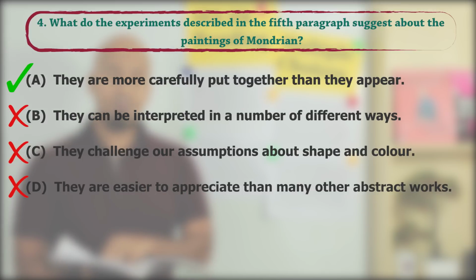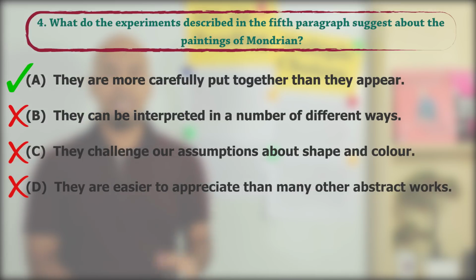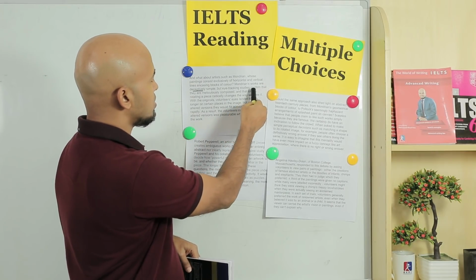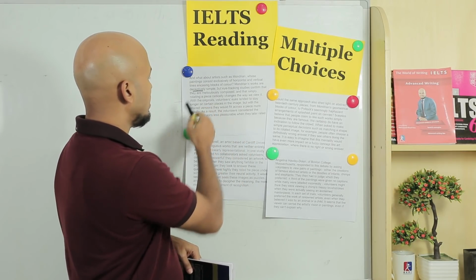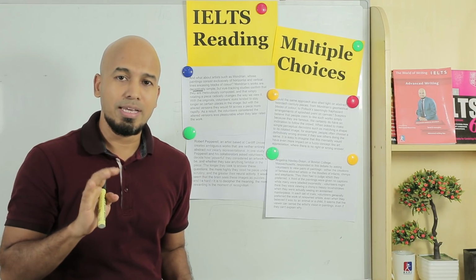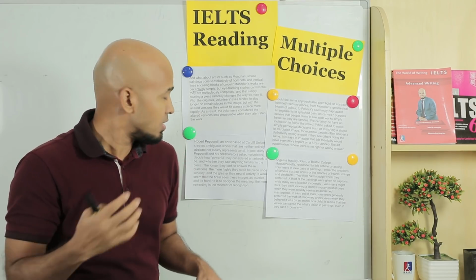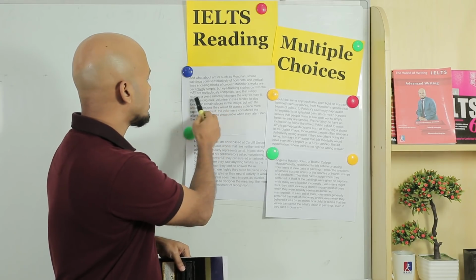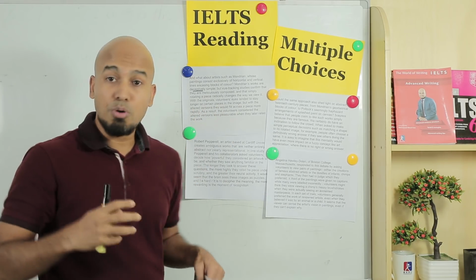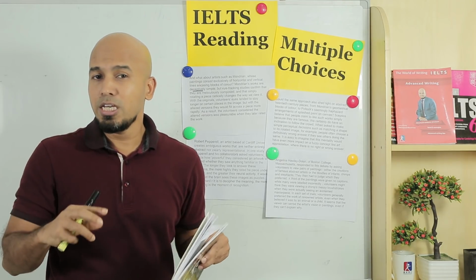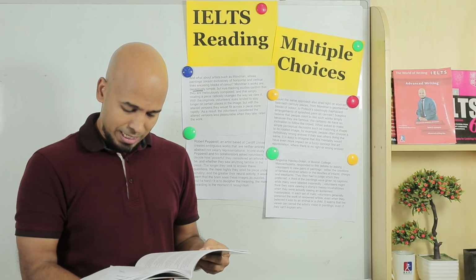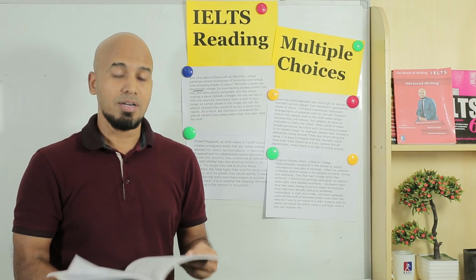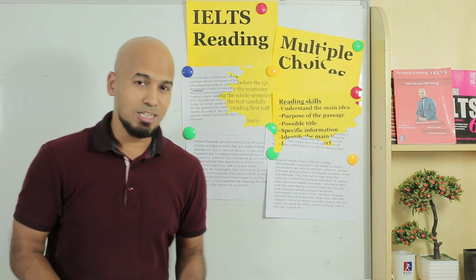They are more carefully put together than they appear, and it was said in the beginning that Mondrian's works are deceptively simple. They look simple, they seem simple, apparently they are simple, but they are meticulously composed, they are carefully put together. So if we read A, they are more carefully put together than they appear. This is the right option.